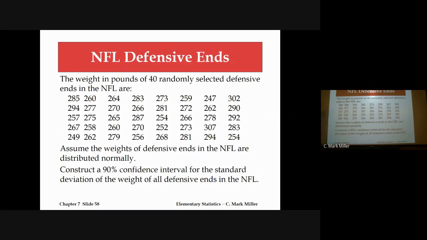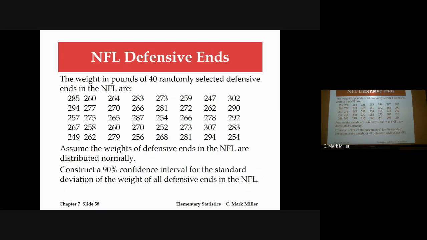We may need to make the assumption that the defensive ends are normally distributed. If that's not given to you in the problem, you have to state it. Assume it's normally distributed, and then continue. We don't have a procedure right now for when it's not normally distributed. There's a follow-on course, an intermediate statistics class, where we get into what are called non-parametric statistics.